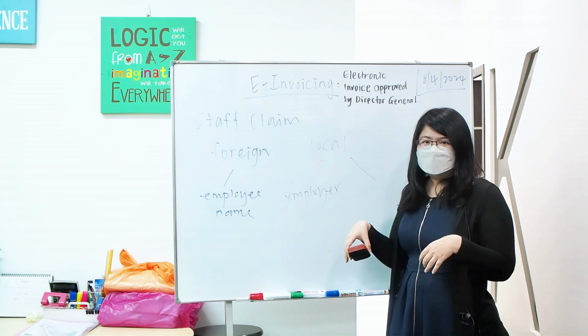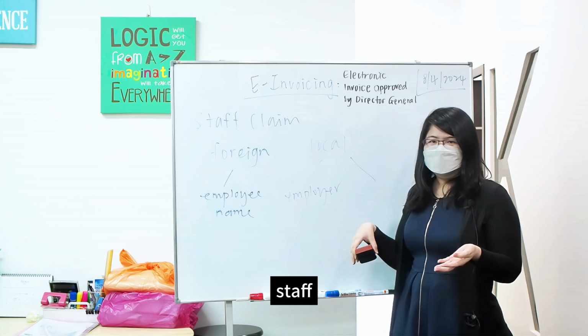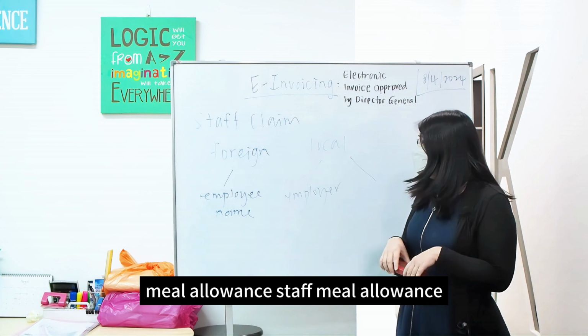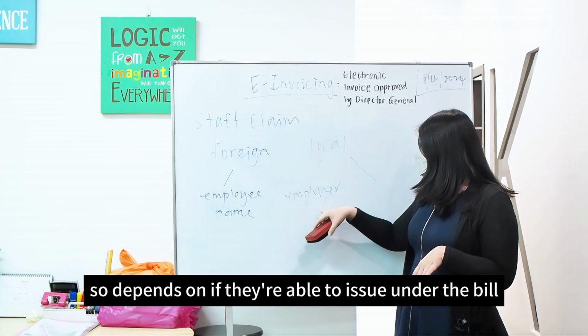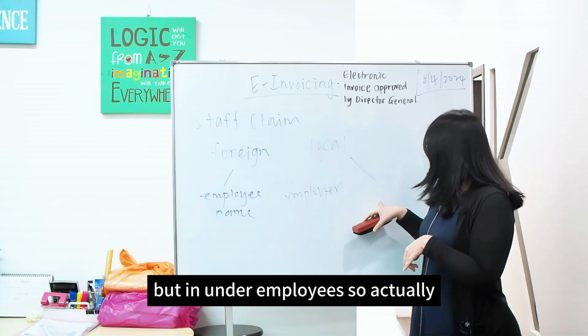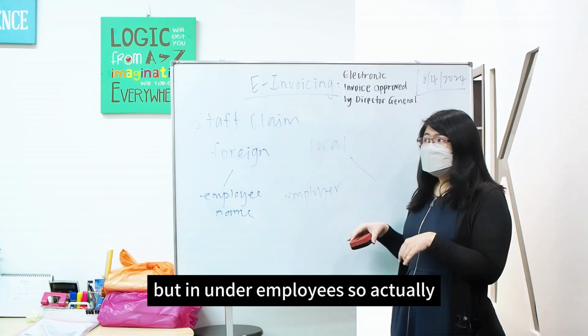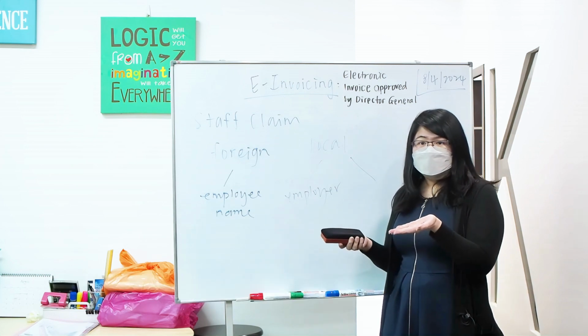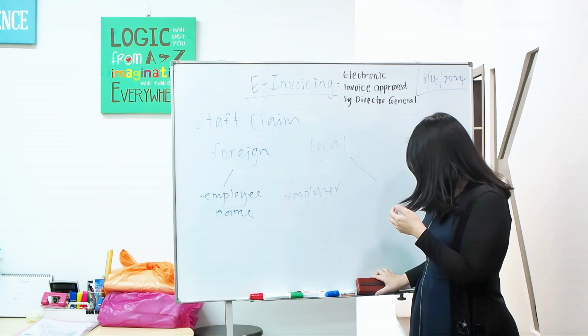Medical bill. Staff meal allowance also. Staff meal allowance depends on whether they are able to issue the bill under the company, then no issue. But under employees, for example the meal allowance, you need to state the purpose. Actually, individuals have individual claims.